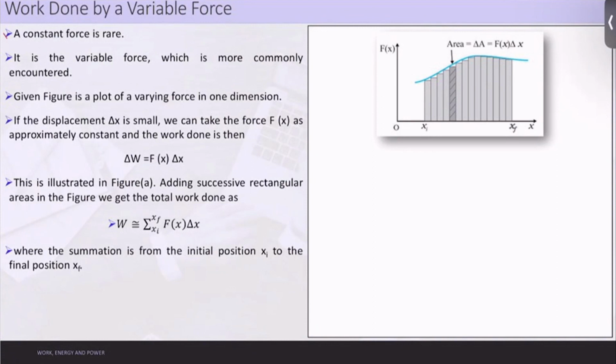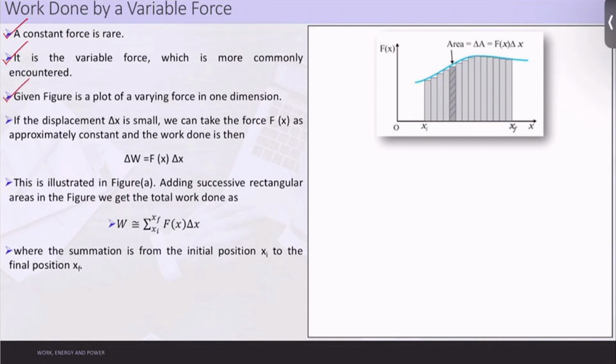The constant force is quite evident, but every time there cannot be a solution when the force is constant. It is the variable force which is more commonly encountered. That simply means that generally in real life scenarios, in our day-to-day life, we encounter a variable force.